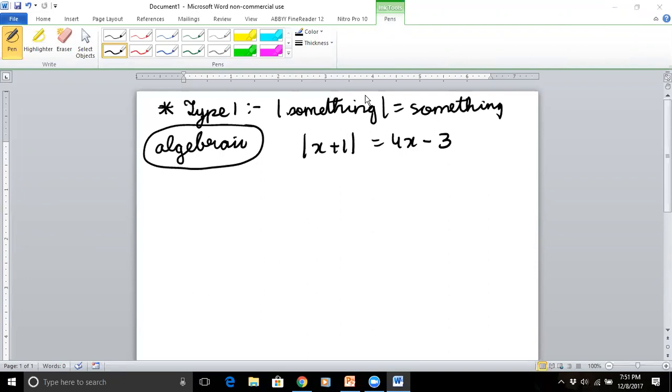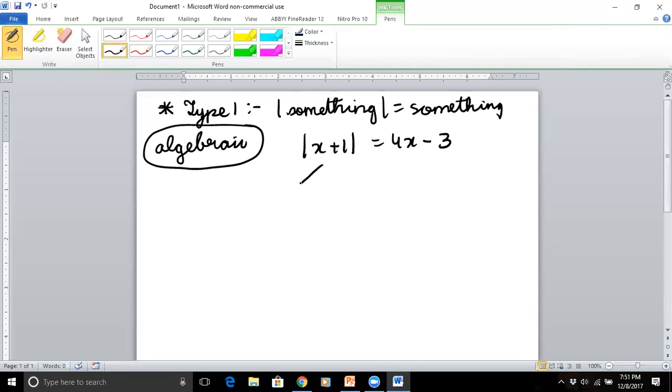Okay, so most of you are giving me 4 by 3 and 2 by 5, but I'm telling you that both of them are not the solutions to the mod. That would be a wrong answer. What you are giving me is a completely wrong answer. Now, this is where I want you to be very, very careful. Now listen to me very carefully on how you solve the type 1 set of questions. Now, I have mod of x plus 1 is equal to 4x minus 3, right?